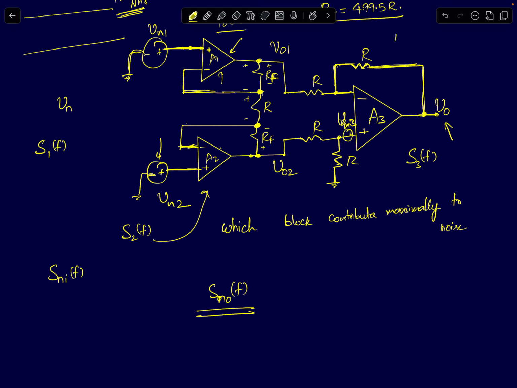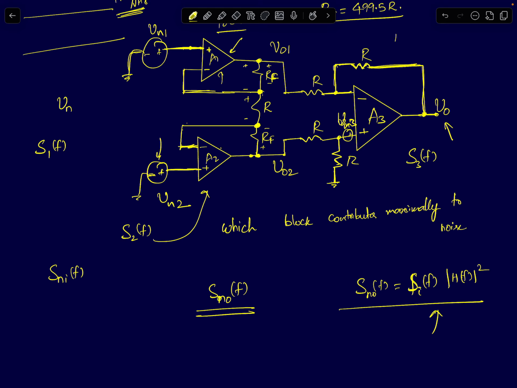To do that, first I need to find the transfer function for each of these noise sources to the output. Once I know the transfer function of each of those noise sources, I can simply multiply to find the output spectral density SNO of F. I just have to multiply the individual noise sources Si of F by the magnitude of the transfer function squared.